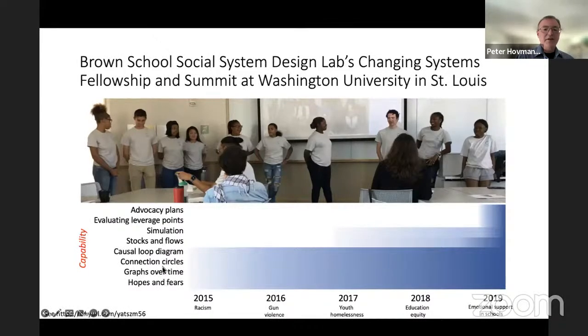And what you see on the left are different skills and activities that are used in group model building, from hopes and fears, graphs over time, connection circles, causal loop diagrams, up to simulation. And what would happen is, for example, in 2016 going to 2017, some of the high school students would say, well, we know we can build simulation models. I think we'd like to see a little bit more of that. And then the next year more wanted to get into that. And by the time we're at 2019, not that everybody wanted to do the simulation, but everybody wanted to learn. And so you're building that capacity and interest.